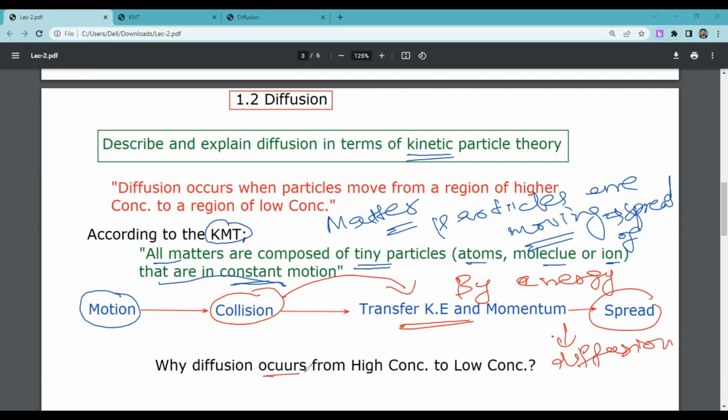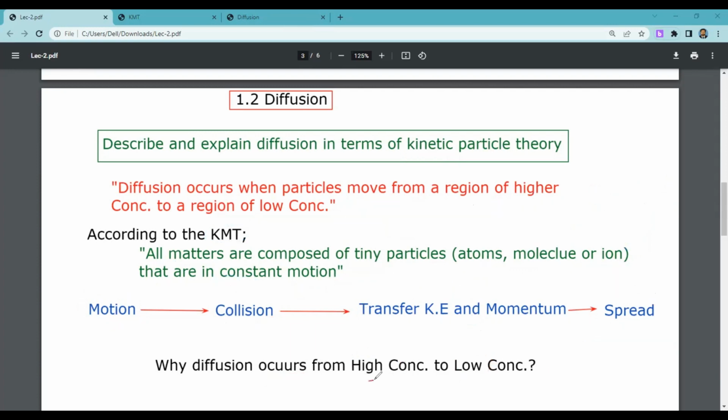Why does diffusion occur from higher concentration to lower concentration? What's the reason? What is meant by higher concentration? It means that in a small area, more particles are present. More particles and less space.